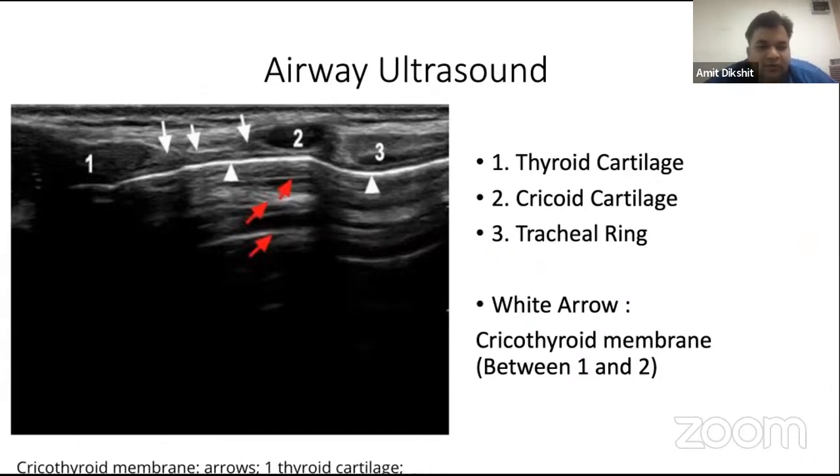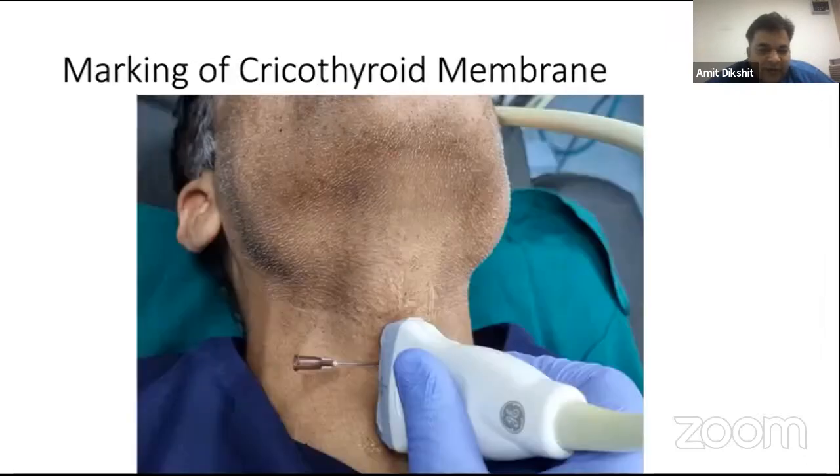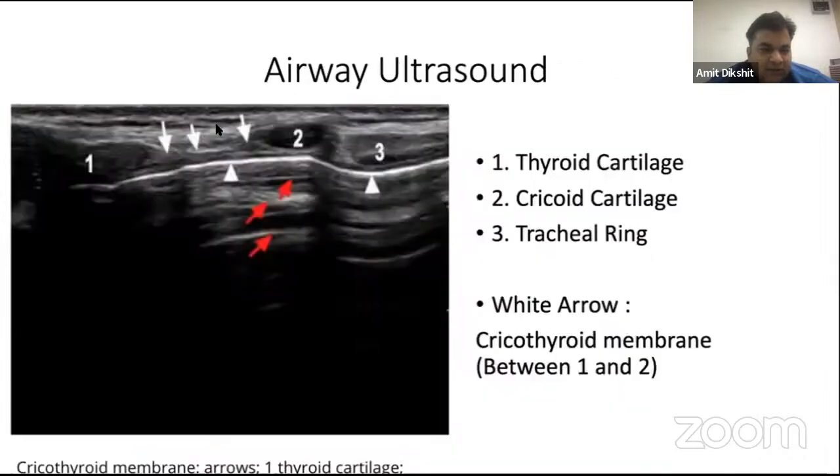If you press the M mode button once, it will divide the whole screen into 2. So we just have to bring the structure in the middle of the screen and mark it with the marker pen, or we can place and move the probe, caudad and cephalad, and try to place the needle. The needle is seen again, it creates a metallic artifact, and we can see the middle of the screen, and we can easily mark this area as the cricothyroid membrane. So this is how we do marking.